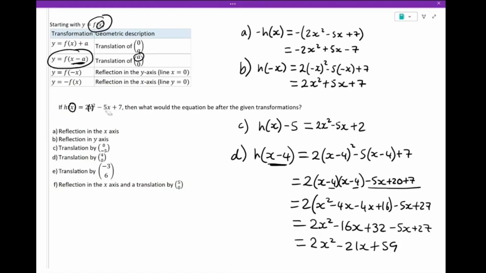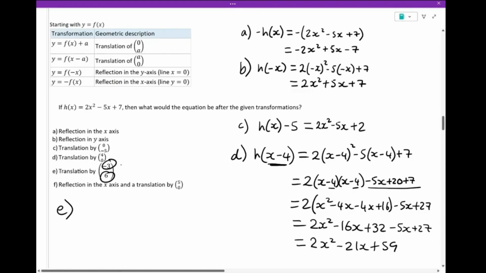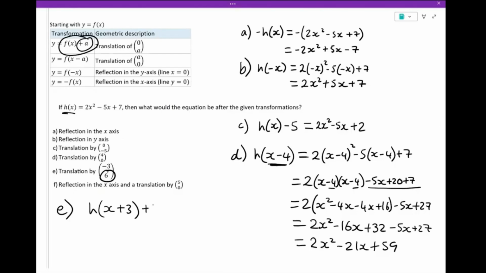Let's have a look at part E. So part E is now combining multiple translations together. We've got a horizontal one and a vertical one. So let's start by writing out my equation in terms of h of x. I'm going to write h, and then for my horizontal translation, that is going to be this one here. I'm going to replace the x in the brackets with an x, and then negative a. Our a is negative 3, so negative a would be positive 3. And then for my vertical component, that would be the top row in my table. We just add on our vertical component. So our vertical component is 6. So I'm just going to add 6 like that.